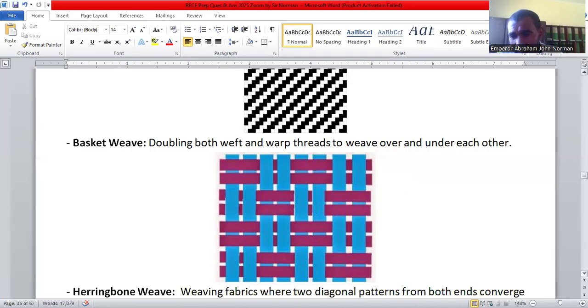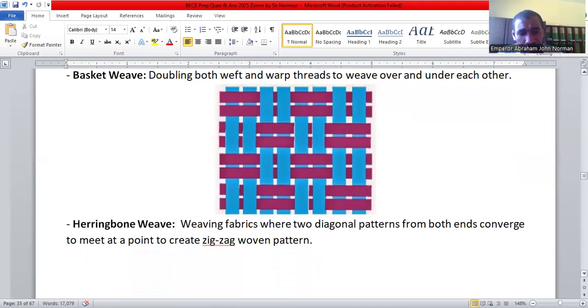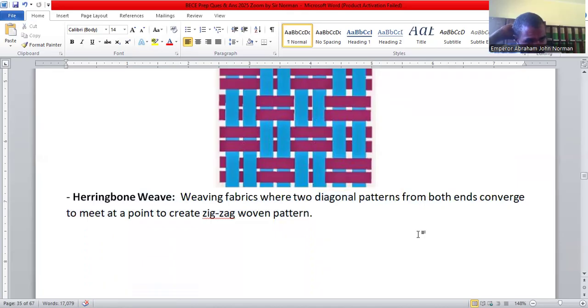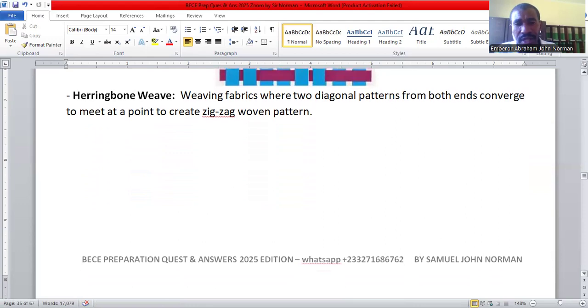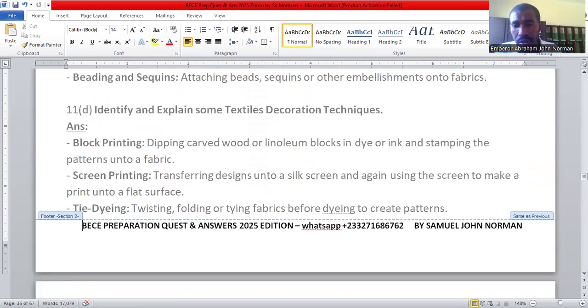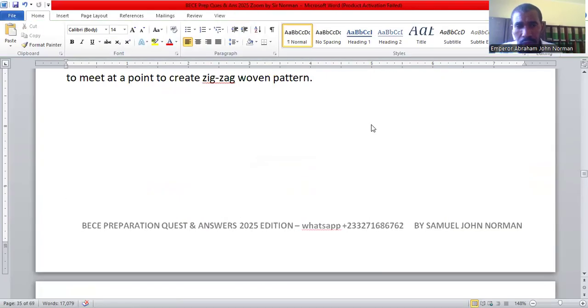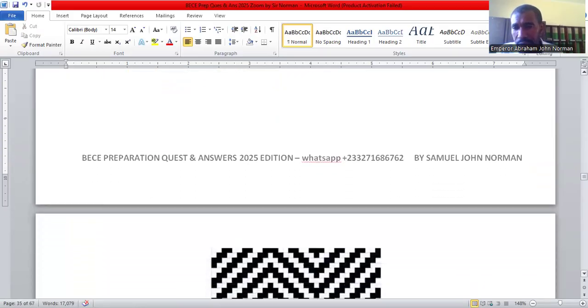Then we have another technique we call the herringbone weave, where you weave fabrics where 2 diagonal patterns from both ends converge to meet at a point to create a zigzag woven pattern. Now, let's look at the design.